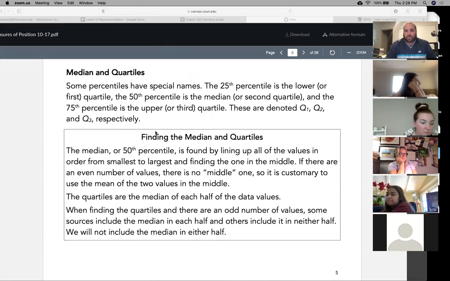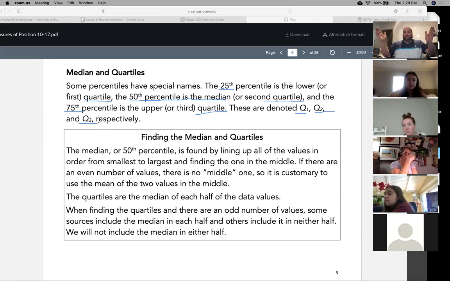Okay. So, medians and quartiles. Out of all the percentiles, 3 of them are special: the 25th percentile, the 50th percentile, and the 75th percentile. They have special names. The 25th percentile is called the first quartile because it's a quarter of the data, 25%. The 50th percentile is the median or the second quartile. And the 75th percentile is the upper or third quartile, denoted Q1, Q2, and Q3.